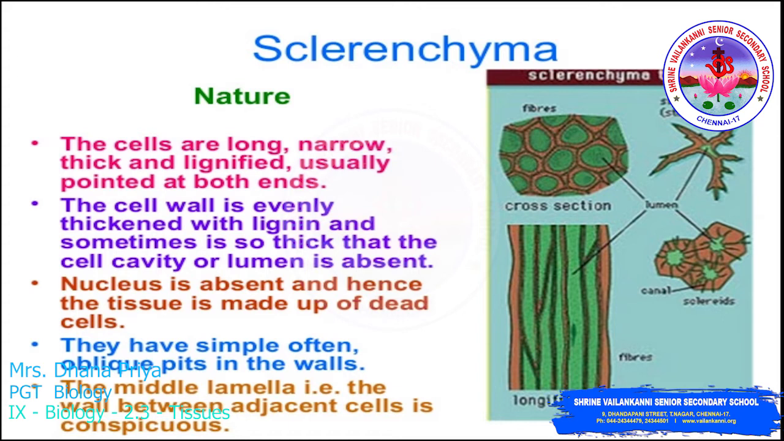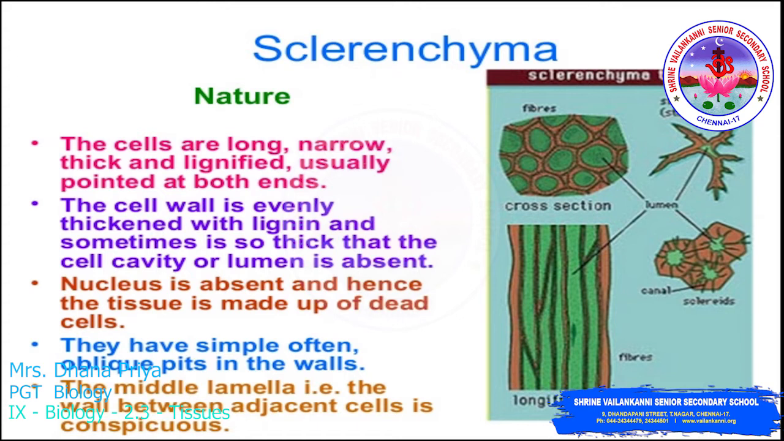Sclerenchyma. The cells are long, narrow, thick and lignified, usually pointed at both ends. The cell wall is evenly thickened with lignin, and sometimes it is so thick that the cell cavity, or lumen, is absent. Sclerenchyma is the tissue which makes the plant hard and stiff. It is a supporting tissue in plants. Two types of cells exist: fibers and sclereids.